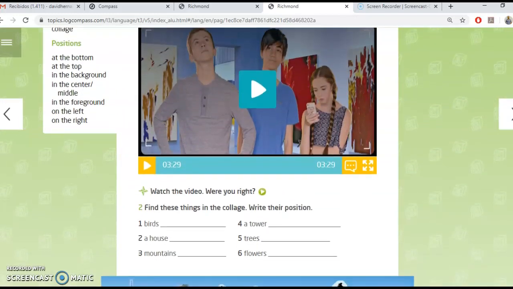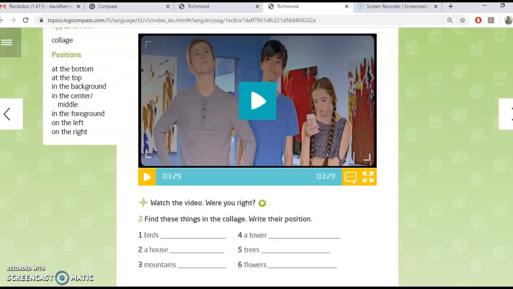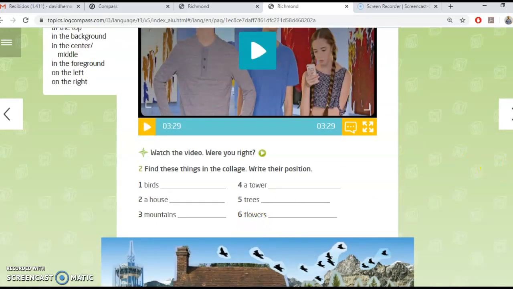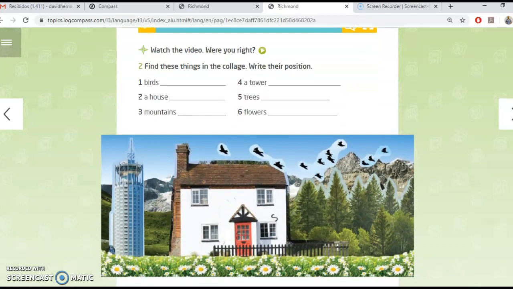Let's make a very quick review. The birds are at the top, the house is in the middle, the mountains are at the bottom or in the background, the tower is on the left, the trees are on the right, and the flowers are at the bottom or in the foreground. Sorry about the thing that we say about the mountains. We say the mountains are in the background. Okay? So, birds on top, flowers at the bottom, house in the middle, tower on the left, trees on the right, mountains in the background.